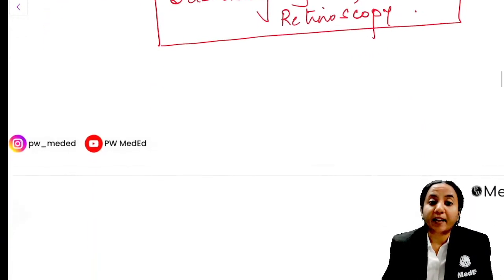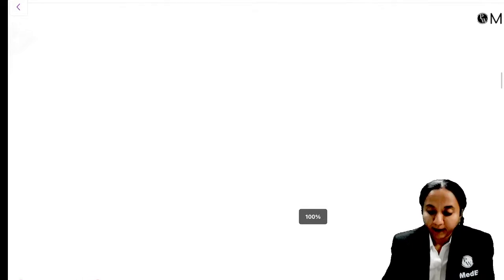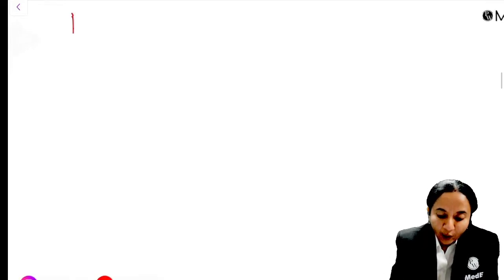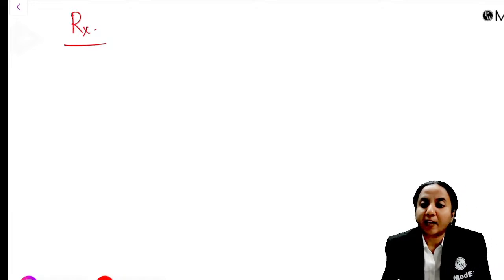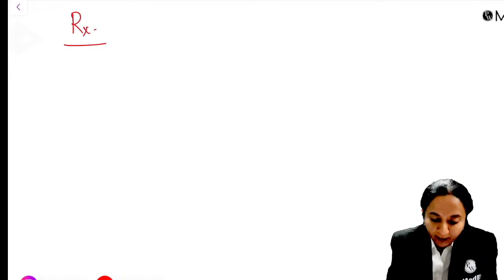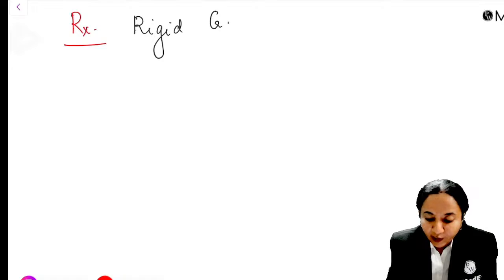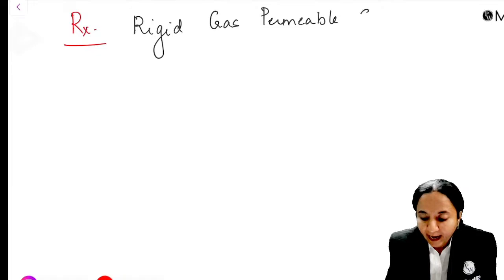Of course, there are many, many other signs. We will not discuss that, but I want to discuss the treatment options. So tell me, what is the first line of management that you will do for keratoconus patients? What is this patient's problem? The problem is the myopic astigmatism, which is irregular and which is not getting corrected with glasses. So the first line of management is contact lens. What kind of contact lens? They are called rigid gas permeable contact lenses, RGP contact lenses.